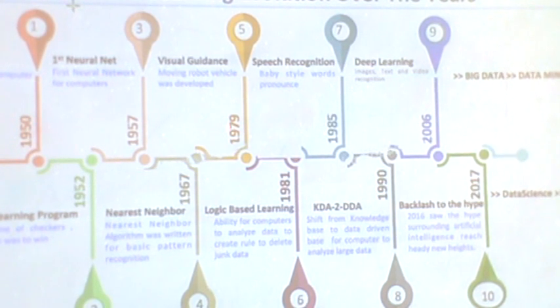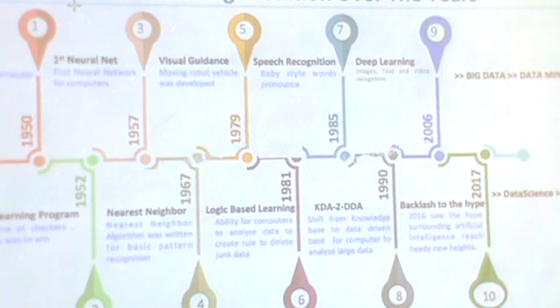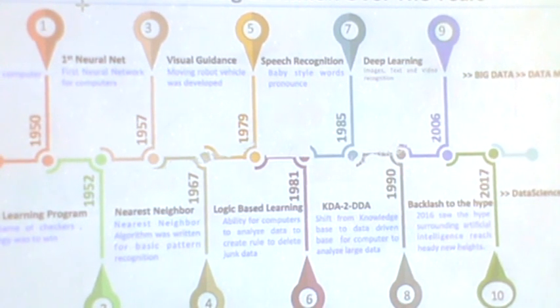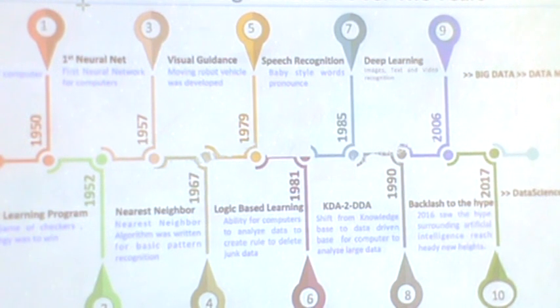And in 1969, the first moving robot was developed. And in 1981, logic-based training. Like our human brain, we no longer need to create a separate program for the computer. The computer itself will analyze the data and produce the result.